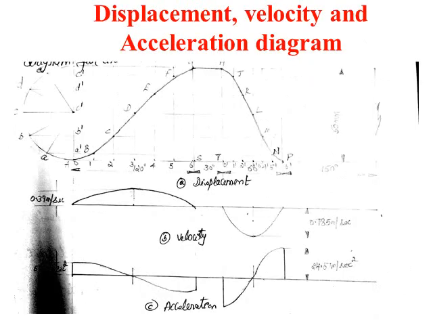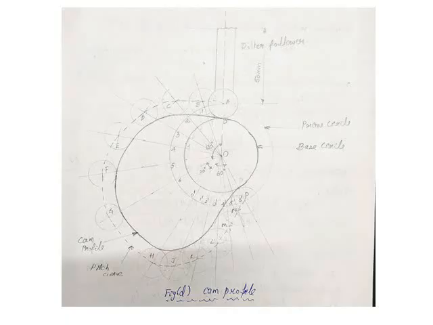Coming to the acceleration of the follower, we have these two formulas. A naught equals 2 omega square s by theta naught square. This formula is used to calculate the maximum acceleration of the follower during outstroke. Similarly, we have Ar equals 2 omega square s by theta r square. Next, coming to the cam profile.